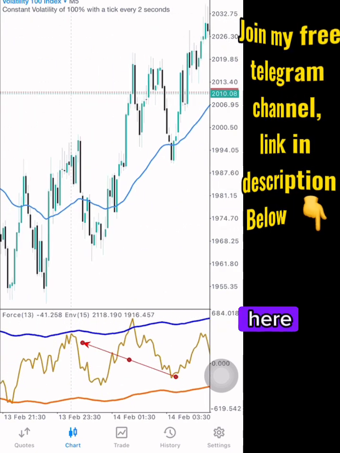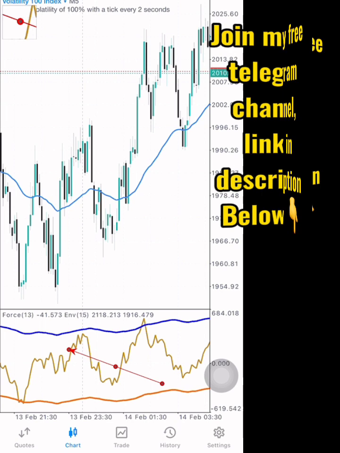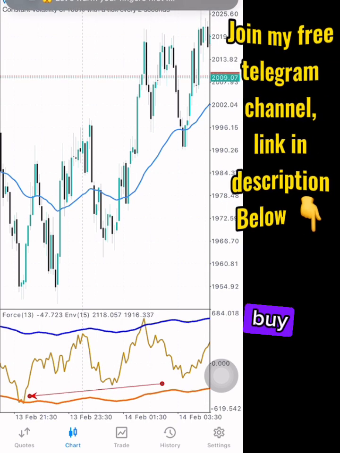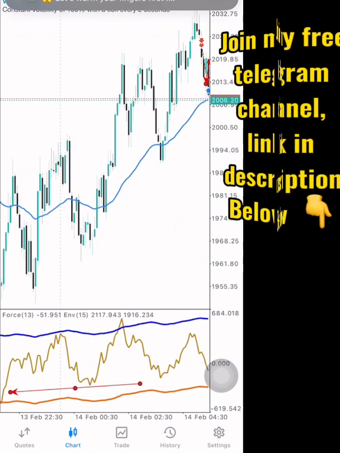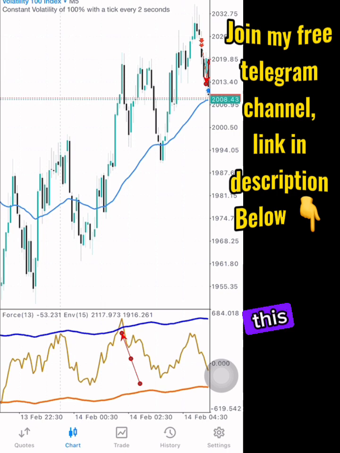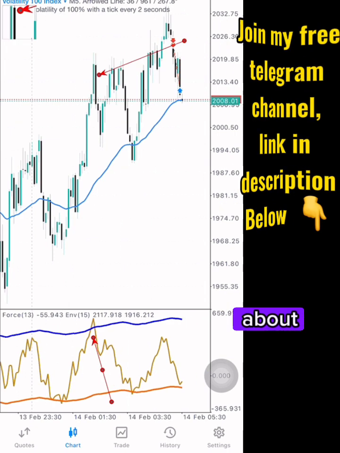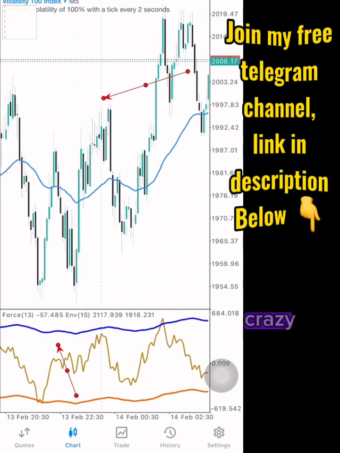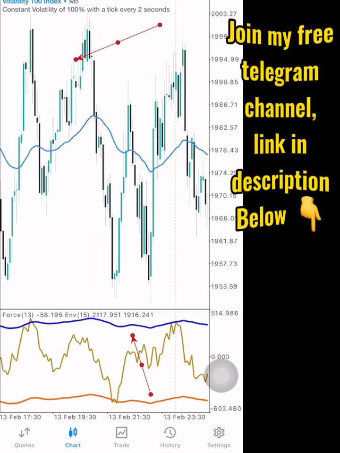Look at this one here. Let me show you. Price crossed above here, and then you buy. Now look at it. You see, look at where price came here. That would have been at about this level. That's just it. This strategy works so crazy. You can keep going back and seeing it.